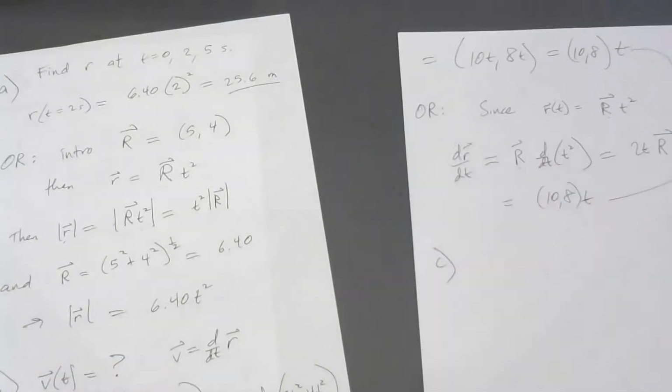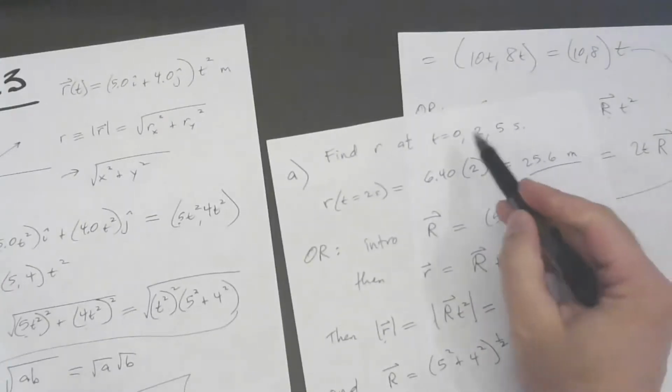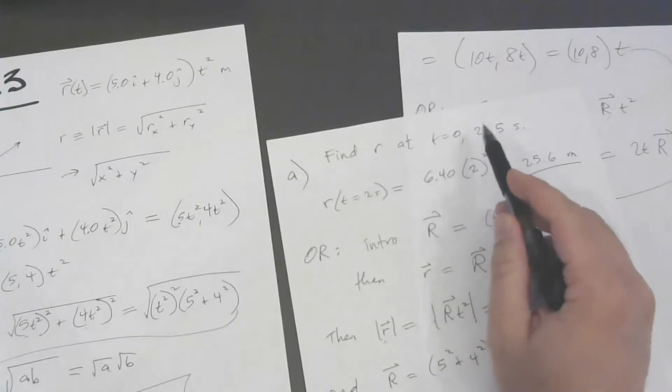Lastly, part C. Now that we know how the vector velocity depends on time, they would like us to calculate the speed at a number of times. In fact, the same 3 times as part A. They'd like us to find the speed at 0, 2, and 5.